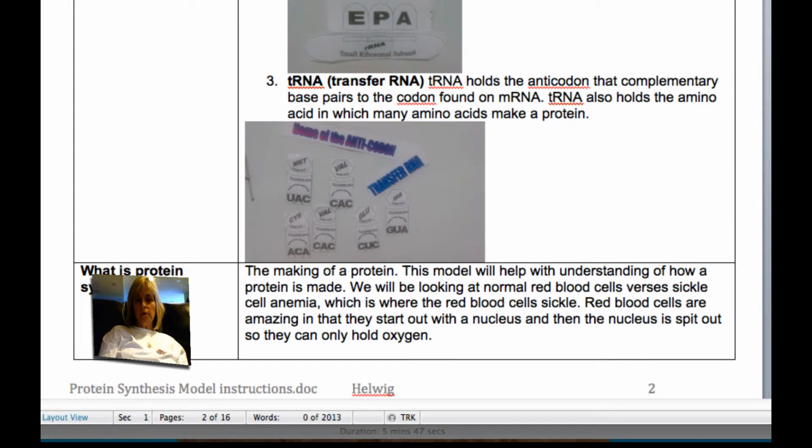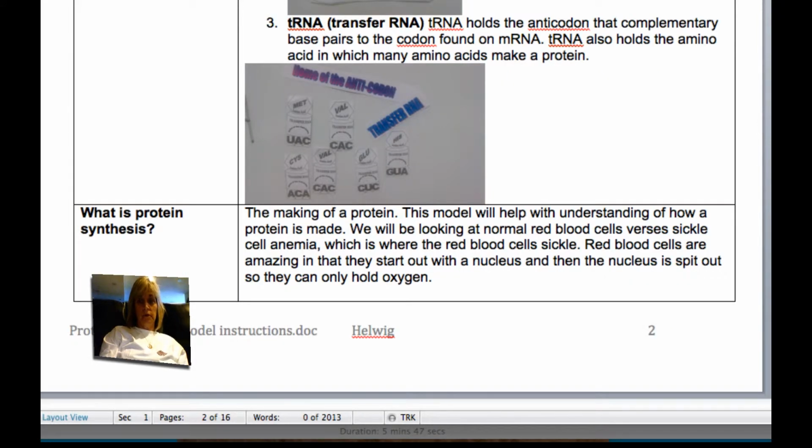So now that we know the 3 types of RNA, which are messenger RNA, ribosomal RNA, and transfer RNA, we're going to go into what protein synthesis is and why Mrs. Hellwood is making me learn about it. Protein synthesis is the making of a protein, and I'm hoping that this model I've made for you will help you understand how a protein is made.